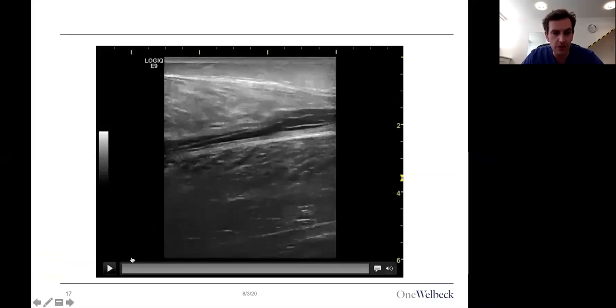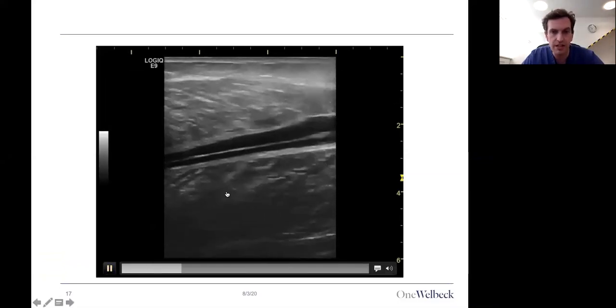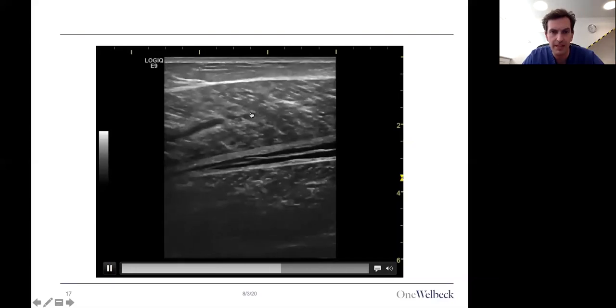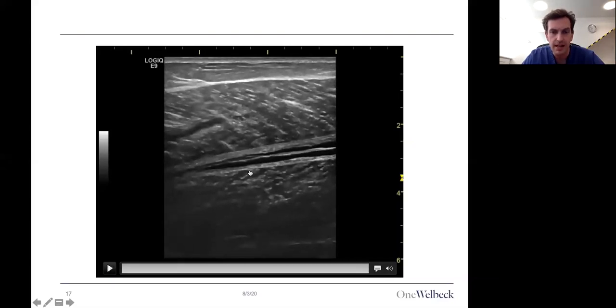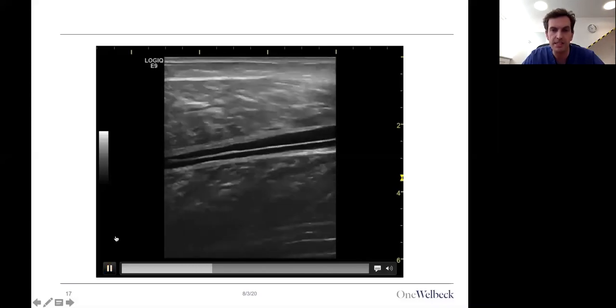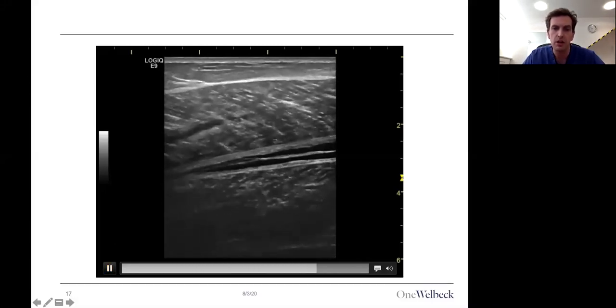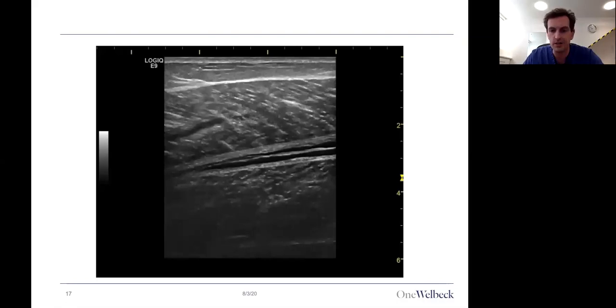So this is a video showing what it looks like. You can see the anechoic fluid between the gastrocnemius and soleus. This is a little fascial band in here. And this is an injury which would potentially be amenable to aspiration, although the volume of fluid there probably isn't quite so significant.